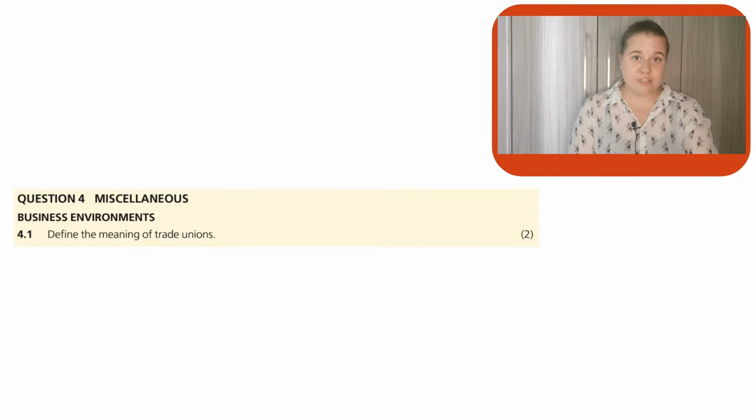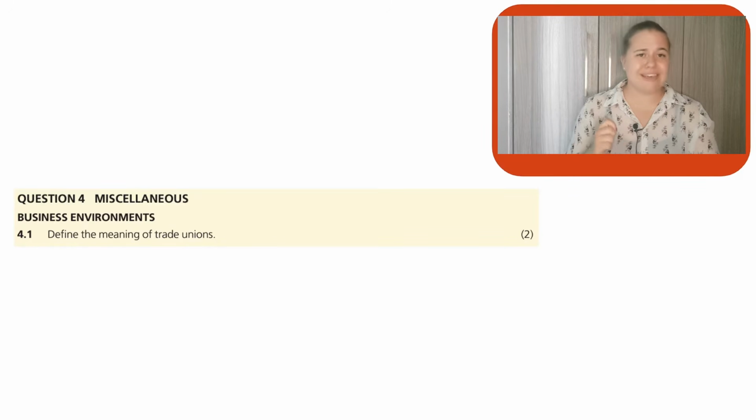All right, so let's continue. Question 4. Define the meaning of trade unions for 2 marks. 2 marks, again, 1 bullet. Remember, 1 bullet will give us our 2 marks. Can you add 2 bullets? Of course you can. Okay. My rule of thumb that I normally tell students is try and write more.